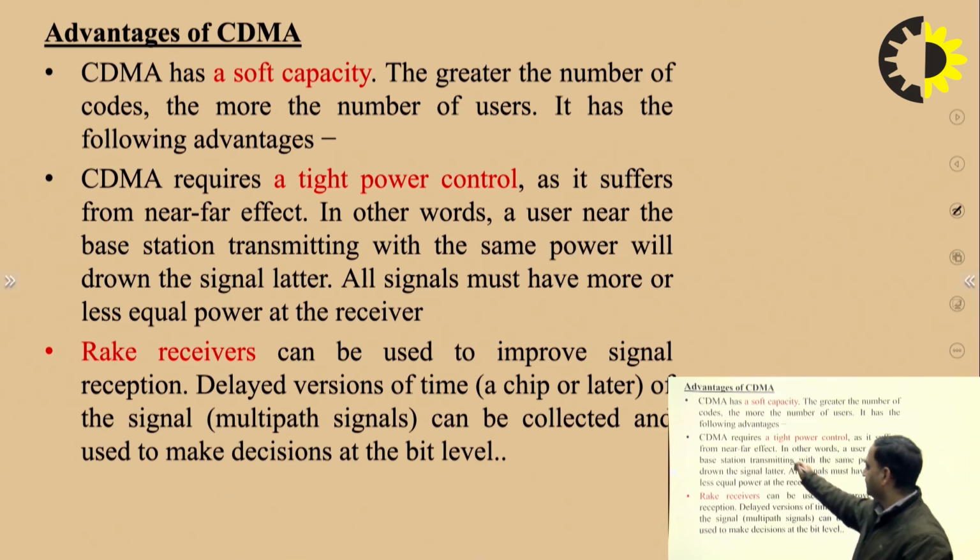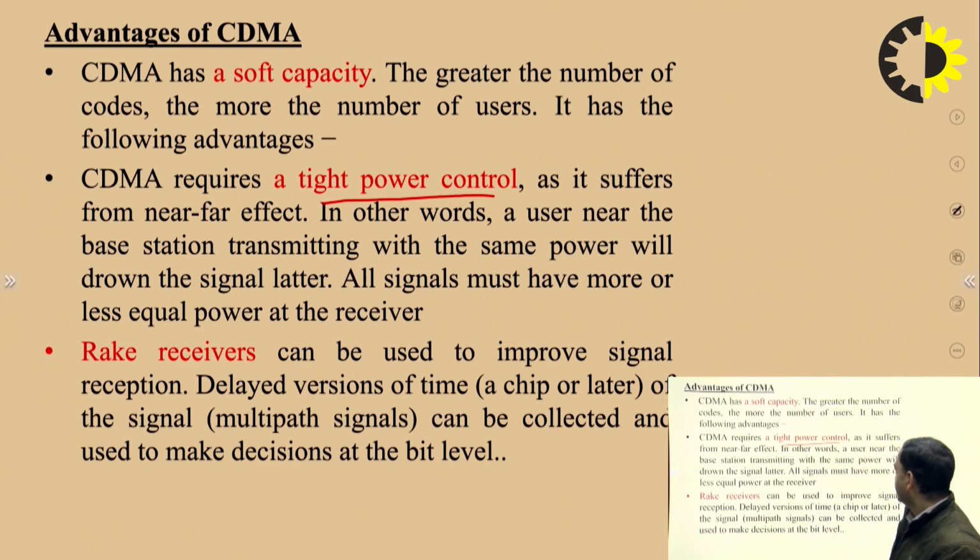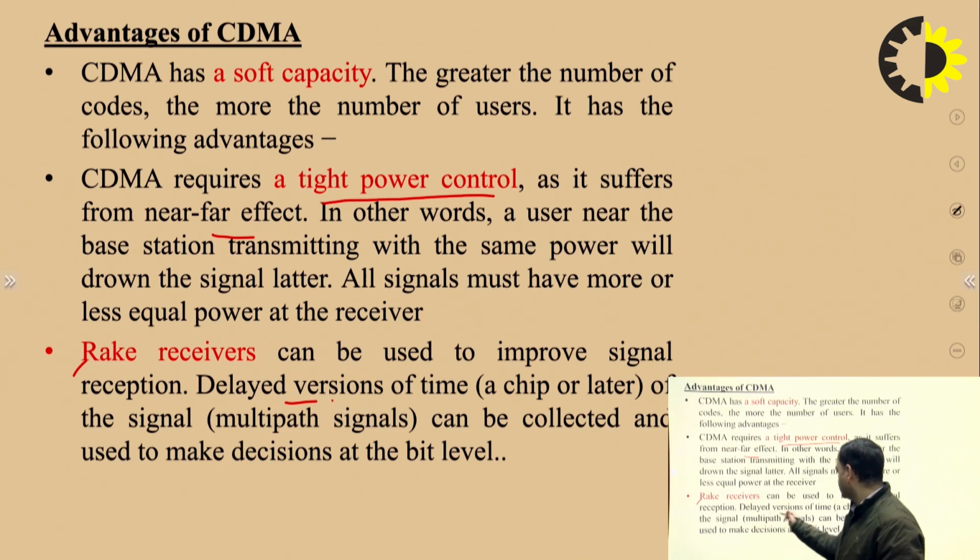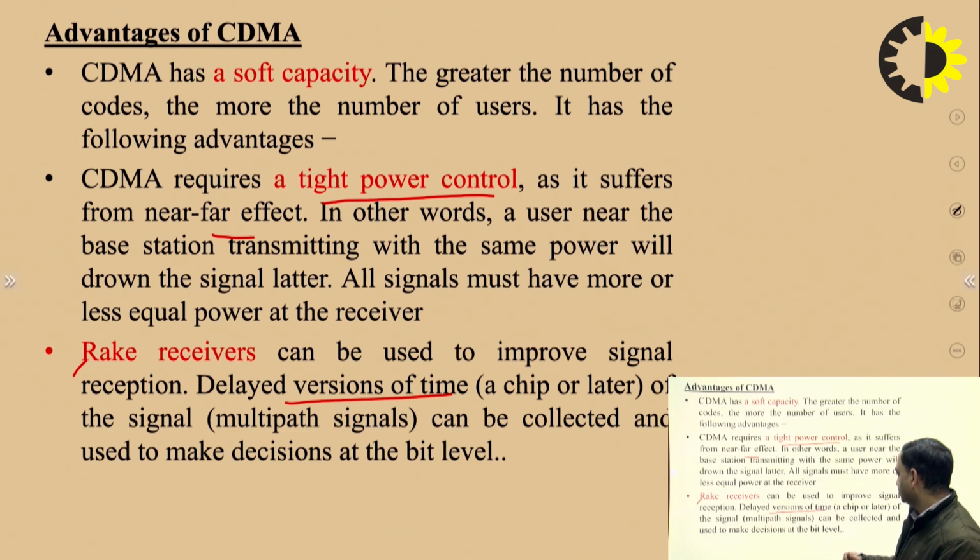CDMA requires a tight power control mechanism as it suffers from the near-far effect. In other words, a user near the base station transmitting with the same power will drown out the signal of others, and all signals must have more or less equal power at the receiver. Rake receivers can be used to improve the signal reception, and delayed versions of the signal can be collected and used to make decisions at the bit level.